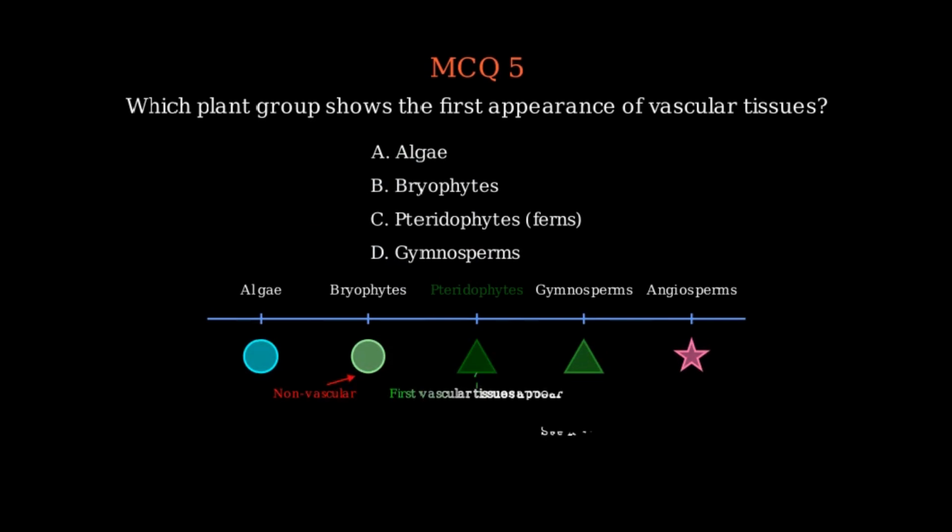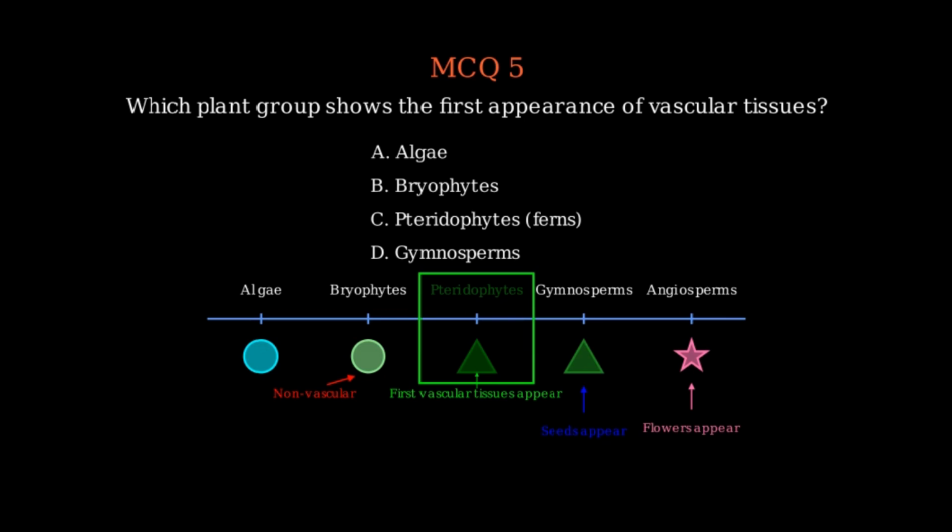Option A suggests algae first developed vascular tissues. This is incorrect. Algae are aquatic organisms that don't have specialized vascular tissues. They absorb water and nutrients directly from their environment. Option B suggests bryophytes first developed vascular tissues. This is also incorrect. As we've learned, bryophytes are non-vascular plants lacking true xylem and phloem.